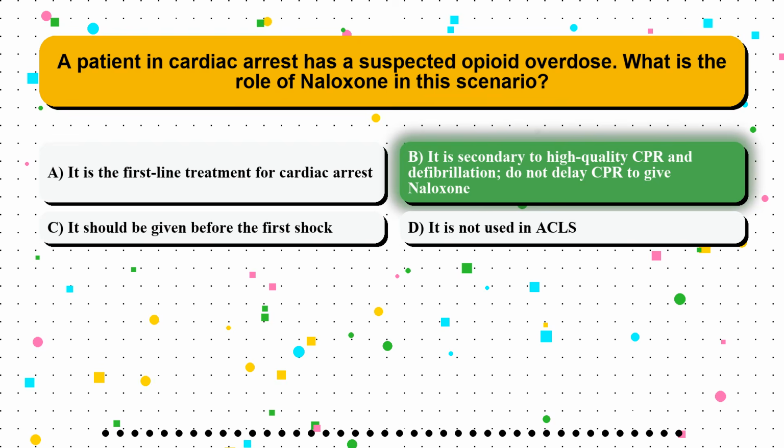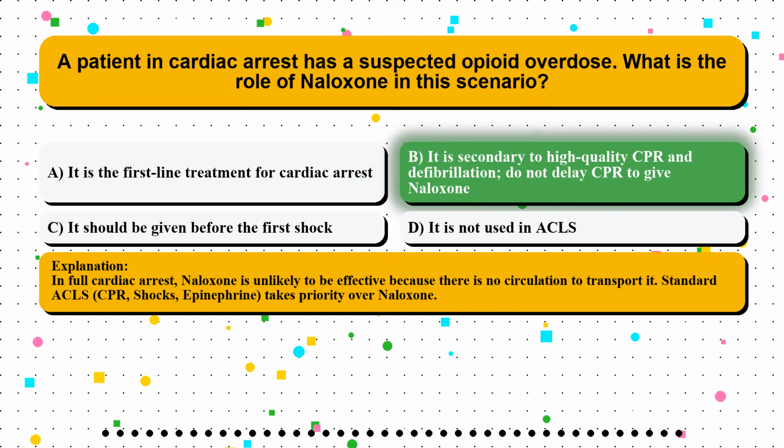The correct answer is option B. It is secondary to high-quality CPR and defibrillation. Do not delay CPR to give naloxone. In full cardiac arrest, naloxone is unlikely to be effective because there is no circulation to transport it. Standard ACLS, CPR, shocks, epinephrine, takes priority over naloxone.